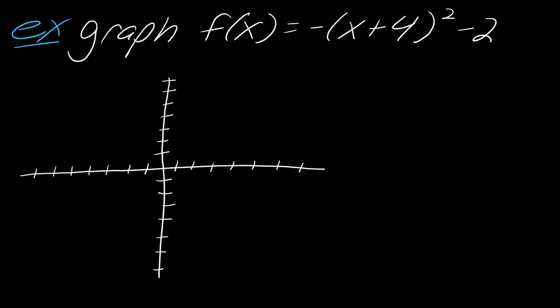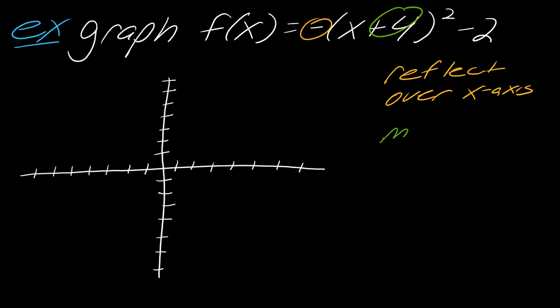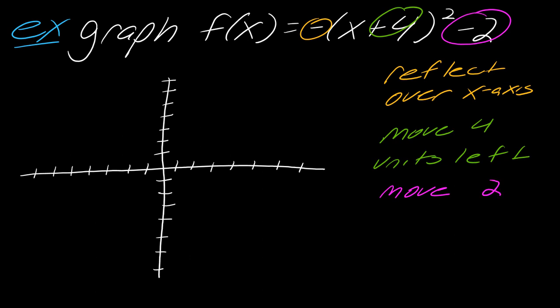Okay, so decoding this function. This is a degree 2 polynomial. I see that right here, so I know it's quadratic. Now, this negative here means that I need to reflect over the x-axis. This +4 means that I move 4 units left. And then this -2 means I need to move my vertex 2 units down. And there's no stretch or shrink factor, which makes this a lot easier.